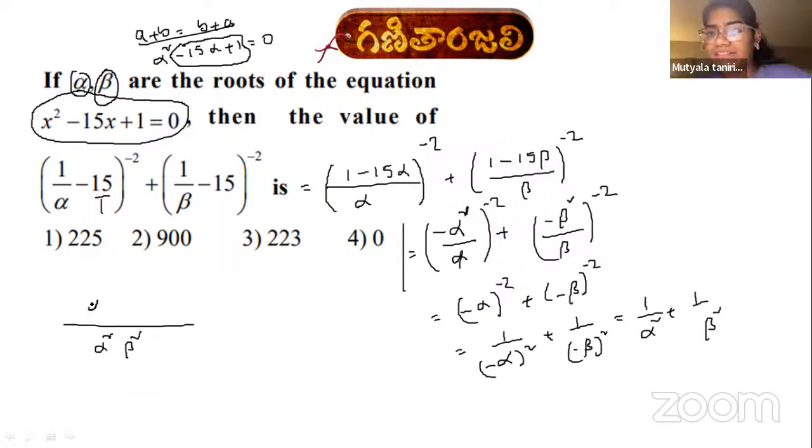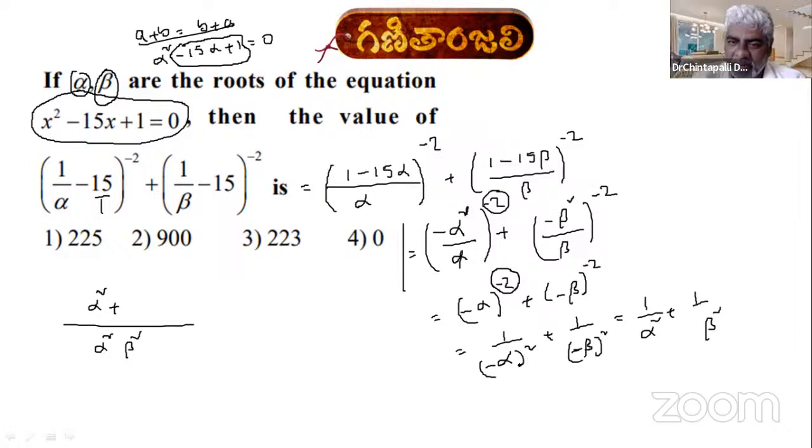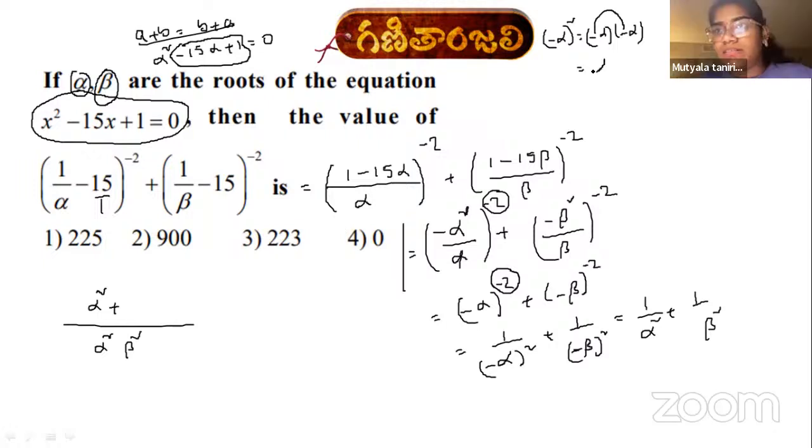Okay. So how is it alpha square? So it's only alpha, no? Why? Alpha whole square. How is it alpha square, sir? Alpha power minus 2. Over here, when we take the last step, sir, alpha square. Minus alpha whole square means negative alpha times negative alpha. Negative times negative is positive. Yes, sir. So it will be okay.